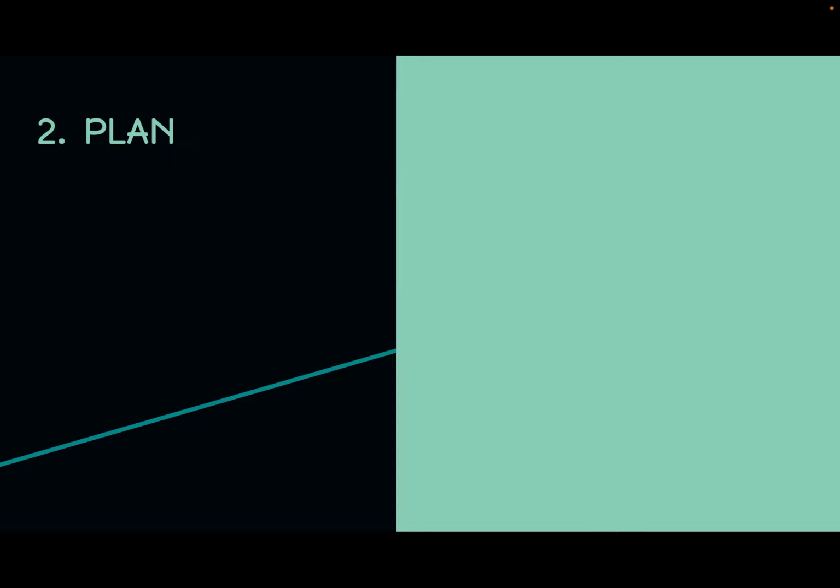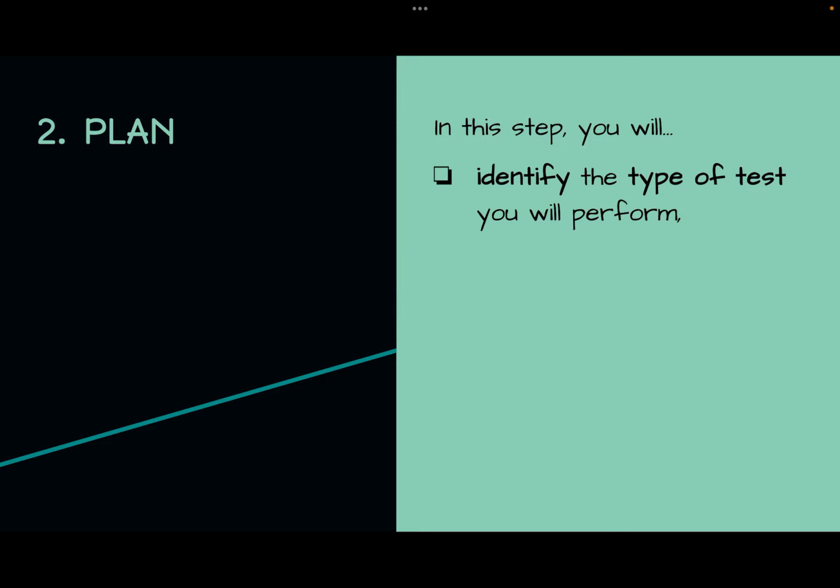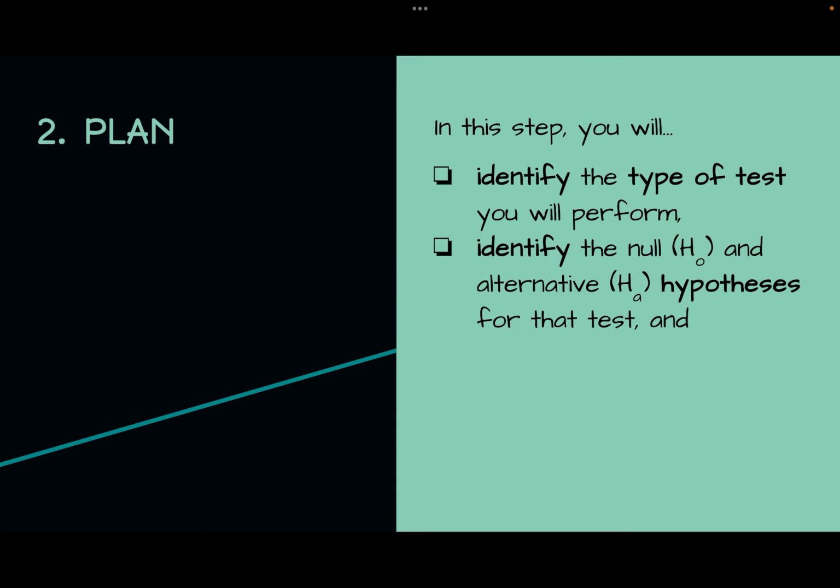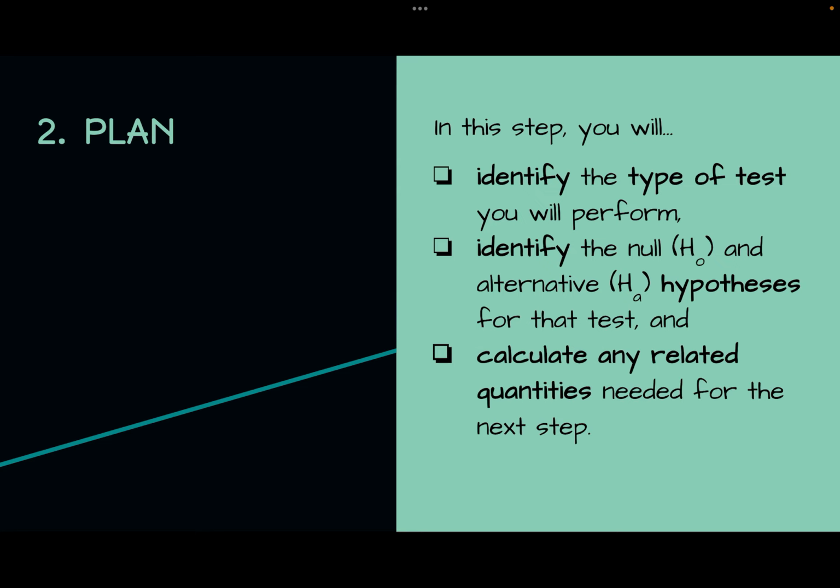For the plan step, again, very similar to what it was for confidence intervals. We're going to identify the thing that we're doing. So is this a z-test for a mean? Is this a t-test for a mean? We would write that at the top. And then we're going to identify the hypotheses for our hypothesis test. And then last, we're going to calculate any related quantities that we need for our next step.